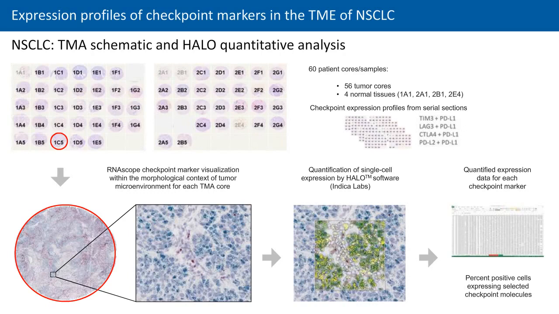In the lower panel, the expression analysis is illustrated for 1 core. On the left, you can see the core probed for 2 checkpoint targets in red and green, with a higher magnification view of the selected area. For the selected area, you can discern how the Halo software identifies and segments individual cells and quantifies the number of dots for each of the 2 probes. Cells exclusively expressing one of the probes are shaded in green or red, and cells co-expressing the 2 targets are highlighted in yellow. We analyze the expression data as the % positive cells expressing selected checkpoint molecules.